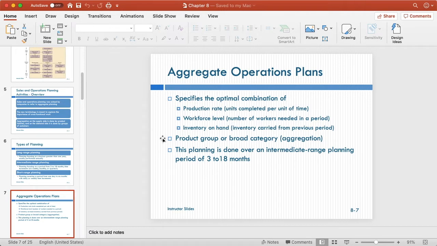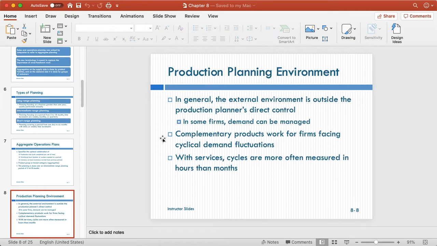Since it's an aggregate, we're not dealing with individual products. We're dealing with the product group, or product category. And since this is the aggregate operations plan, this plan is done over intermediate range planning, which normally is between 3 to 18 months.